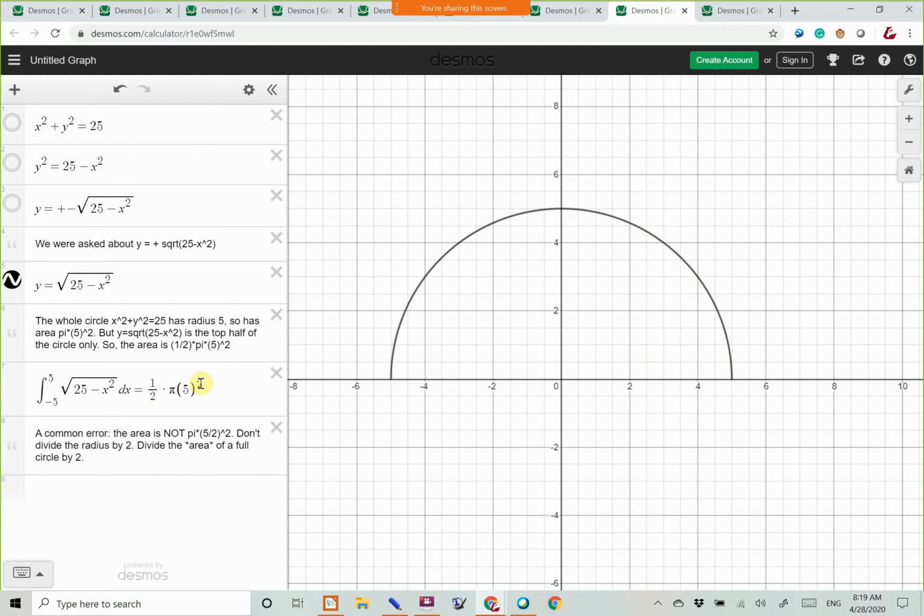A common error is instead of taking the area of pi times 5 squared and then dividing by 2 or multiplying by half, sometimes the error people make is they'll cut the radius in half, but this is still coming from a circle of radius 5. If you do that, so sometimes people change the radius and they'll say take the original radius of 5 and divide by 2, and if you have 5 halves as your new radius and you square that and then multiply by pi, that's the area of an entire circle of radius 5 halves. We want half of the area of a circle of radius 5.